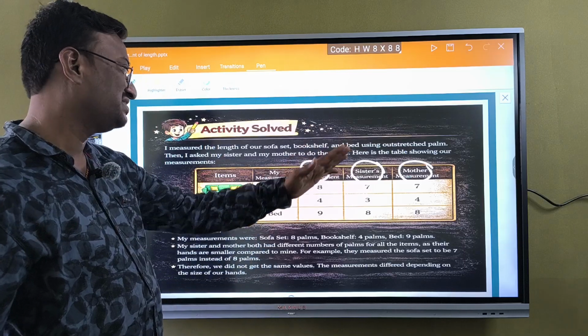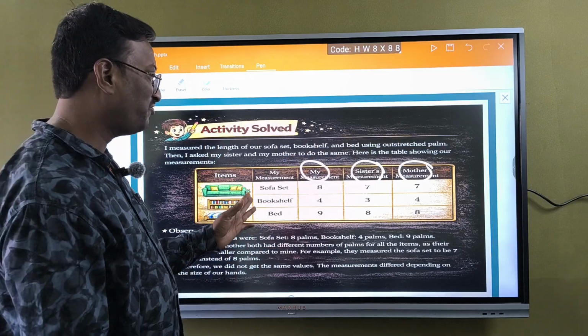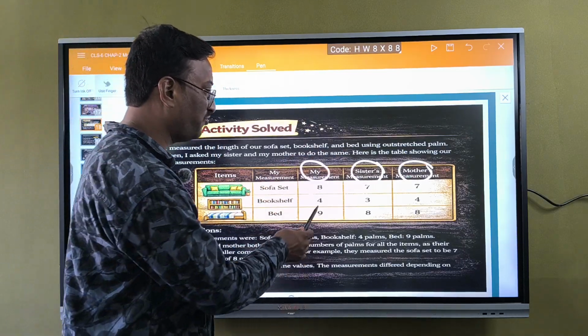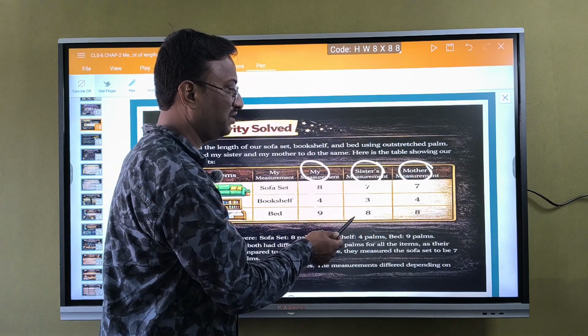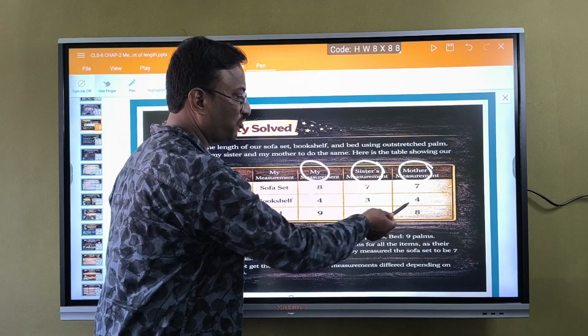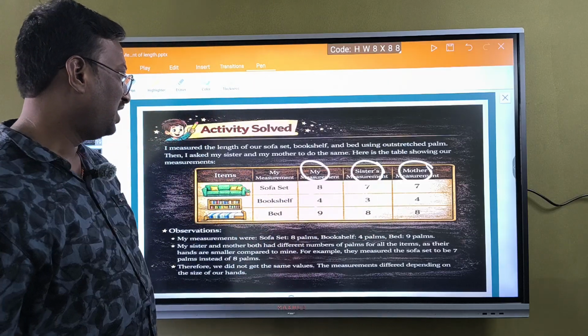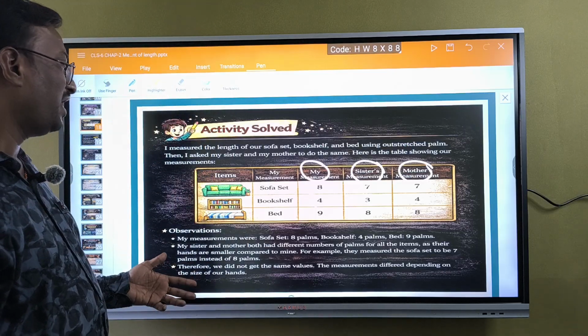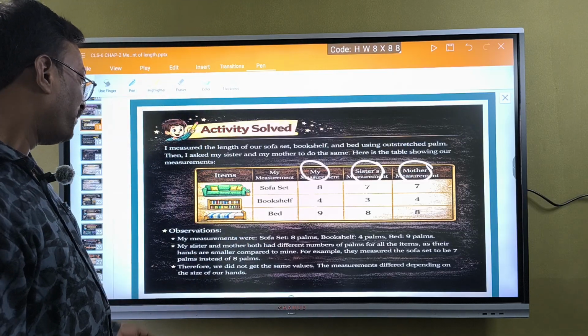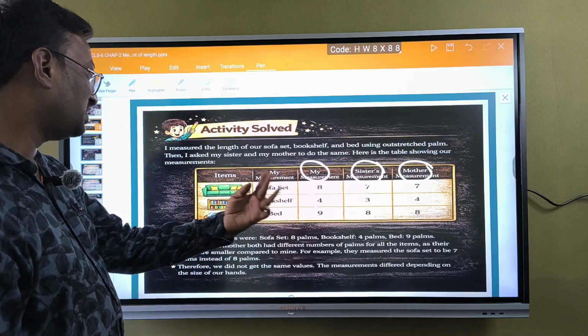So there is a difference in measurement. For the bookshelf, he got 4, his sister got 3, and his mother got 4. There is a difference in measurement, and in the bed also it is like that. So they get different observations.